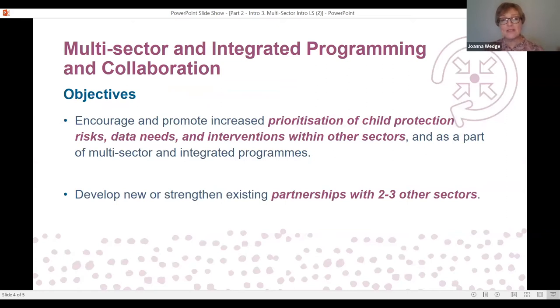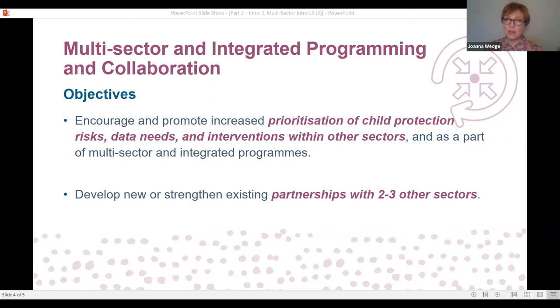So there are a number of objectives. I believe there are five. The first one is around encouraging and promoting increased prioritization of child protection risks, data needs, and interventions within other sectors. So in particular, to do this as part of multi-sector and integrated programs. There will be many times where there need to be strong components of just food security programming, for example. But if we can weave in, through integrated manners and awareness, protection risks and opportunities for children, this is what we're trying to get across in this objective.